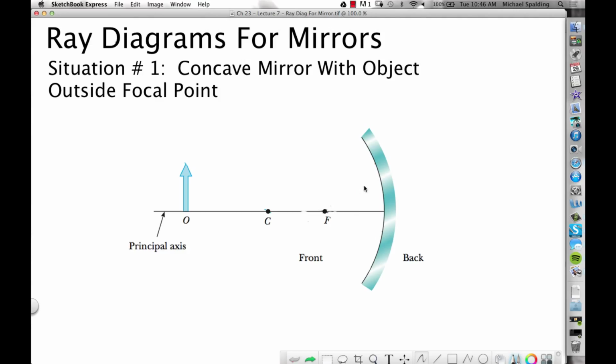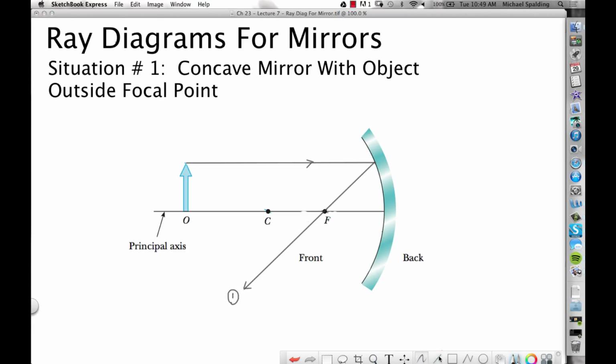So the 3 rays, take like 1 minute to sketch out the 3 rays. Try it in class. I'm going to pause the video. Starting from the tip of the object, what does ray number 1 do? Ray number 1 goes parallel. So I can draw a nice straight line. Put arrows on it, showing the direction. So this ray goes parallel to the principal axis, reflects off the mirror, and goes through the focal point. That's what ray number 1 does. Okay? So we'll label this ray 1.